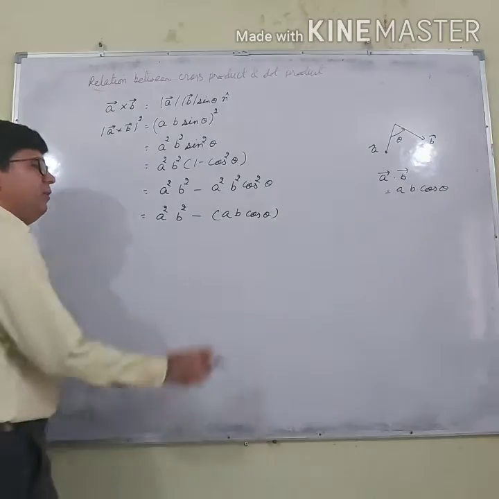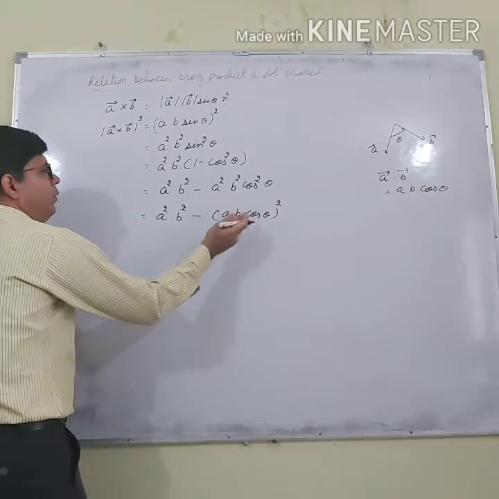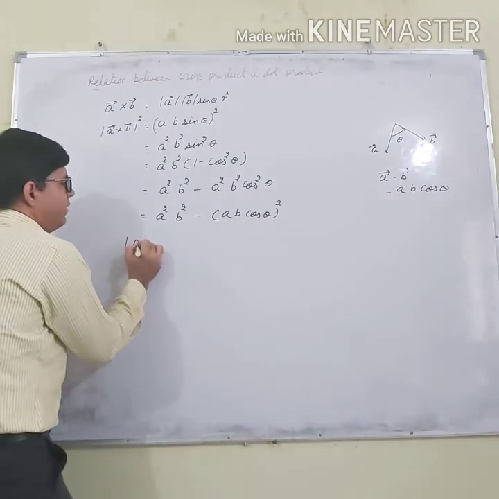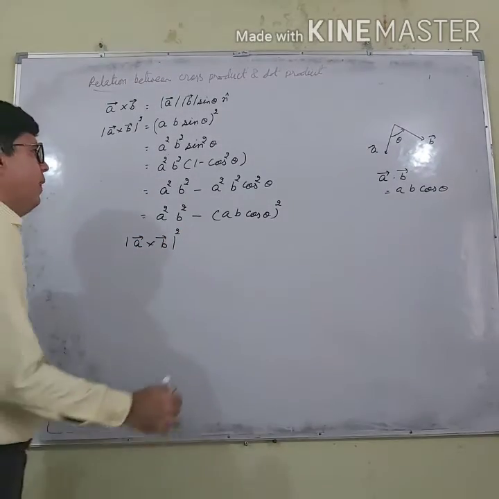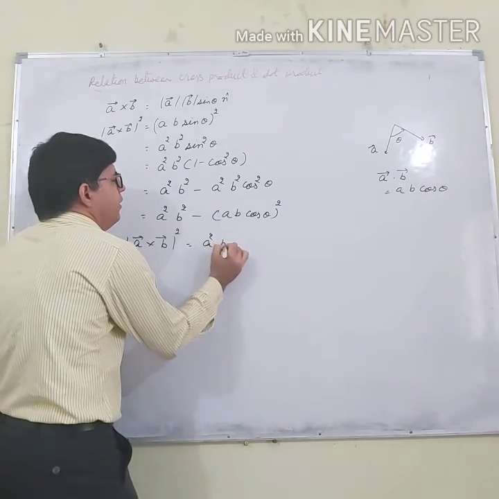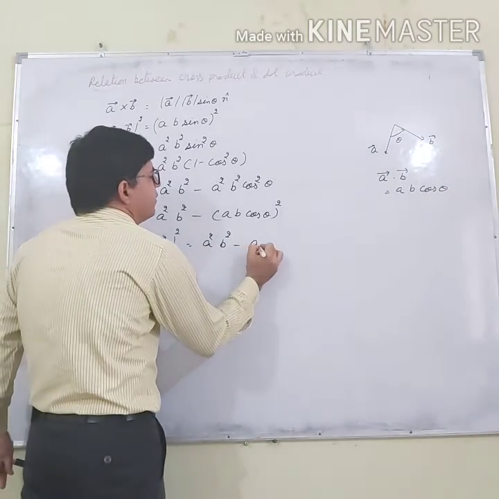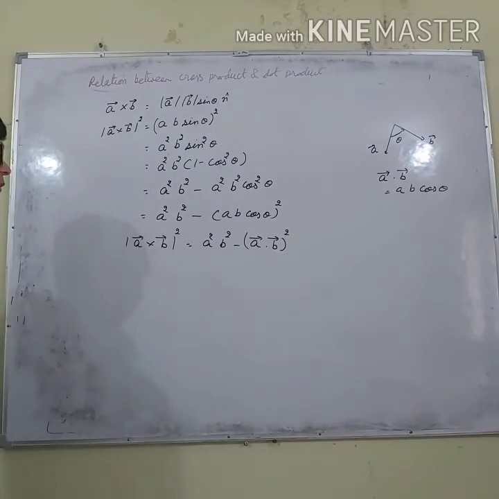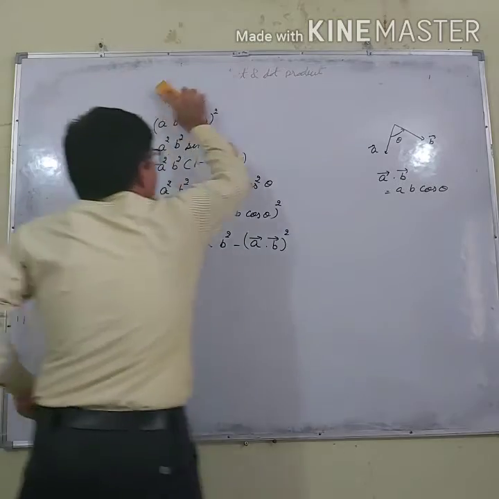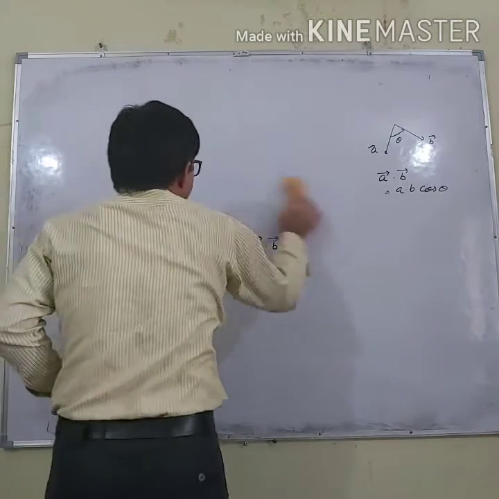So in place of AB cos theta, you will write A dot B. So I can say the magnitude square of A cross B is equal to A square B square minus A dot B whole square. Right? So this is the relation between the cross product and the dot product. Now let us do the questions which are based on cross product and the dot product.